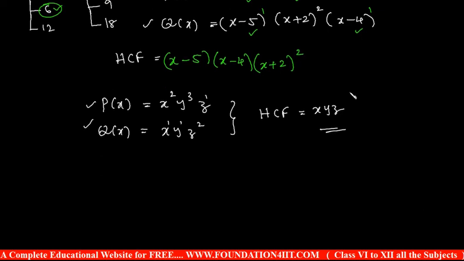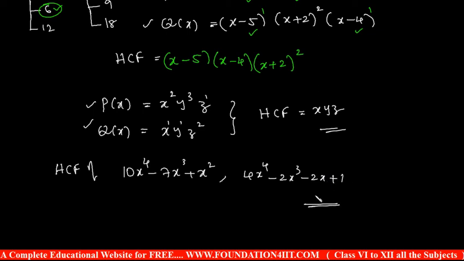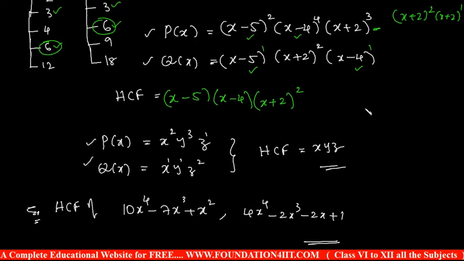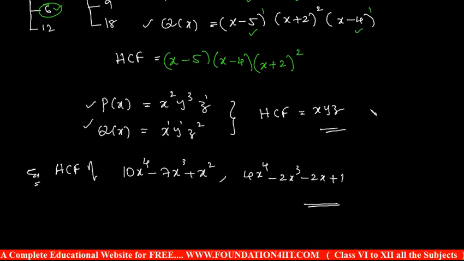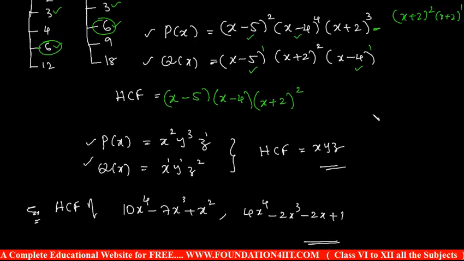Instead of giving the factors directly, they may give some expression. Let me see one question. For example, how to find the HCF of 10x to the power 4 minus 7x cube plus x square and 4x to the power 4 minus 2x cube minus 2x plus 1. Such type of function, this example we'll see in the next topic. Previously I explained how to find the HCF when they give factors. Next topic we'll see how to find the HCF when they give the functions.